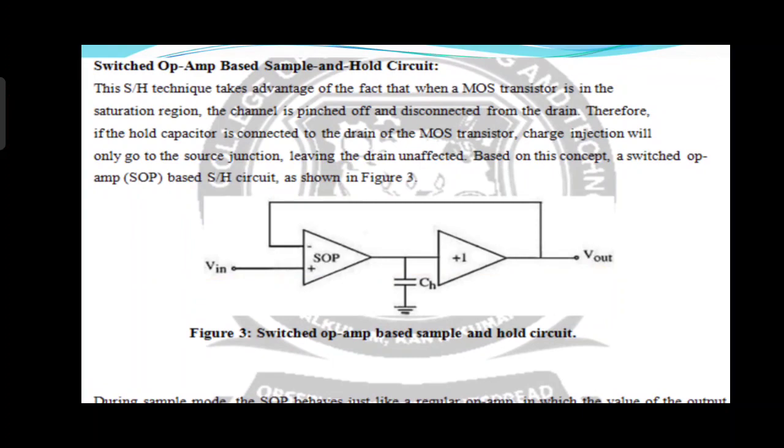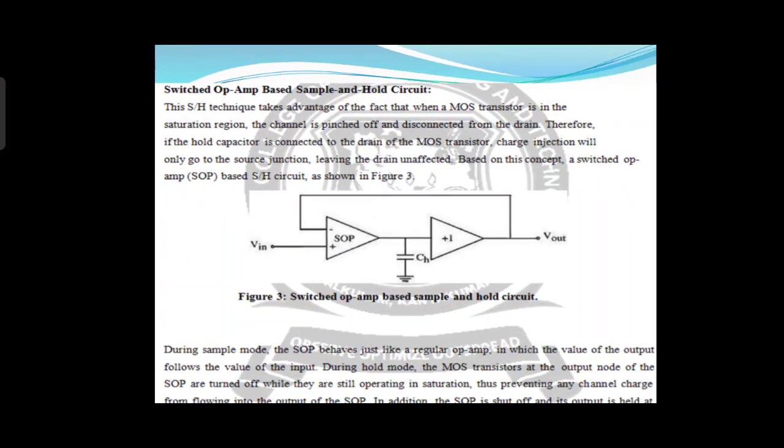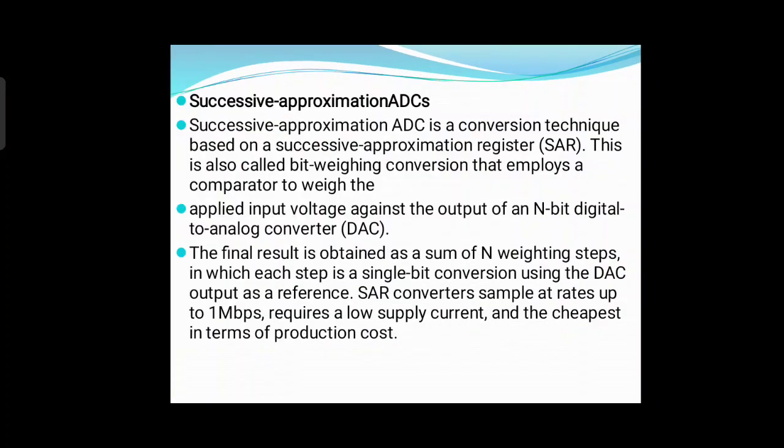Successive approximation ADC. This is also called a bit weighing conversion system. This ADC conversion technique, based on the successive approximation register, compares the applied input voltage against the output of an n-bit digital to analog converter. The final result is obtained as the sum of n weighing steps, in which each step is a single bit conversion using the DAC output and the SAR converters.